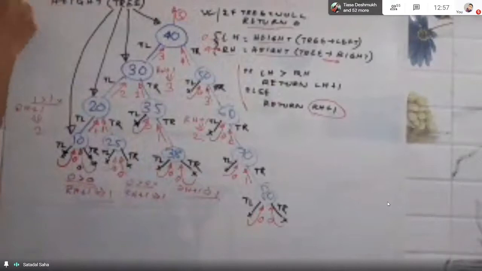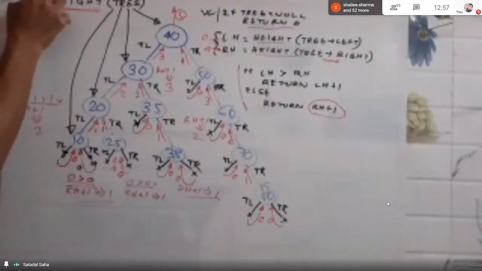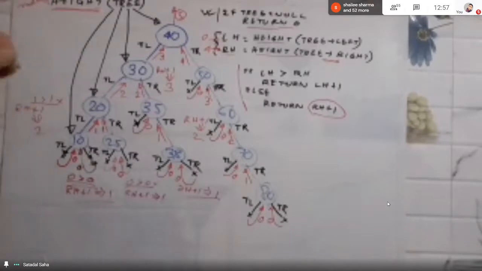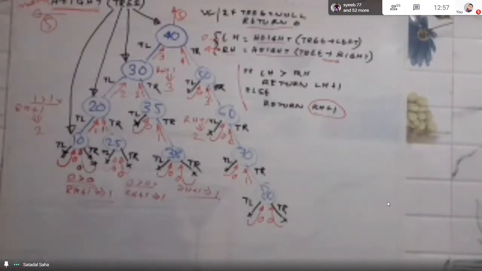So it will return 4 plus 1, that is 5. Return to whom? Return to the called point. So someone was calling this function height, maybe from main or maybe from any other place. Someone was calling this height with the root node, so it will return this value 5 to the called point. And accordingly, we will get the height of the tree as 5.